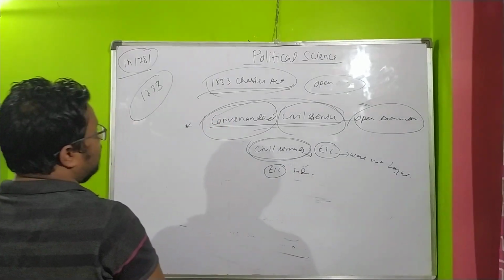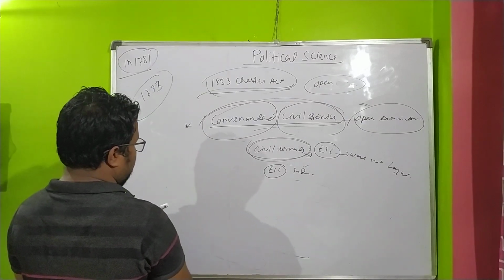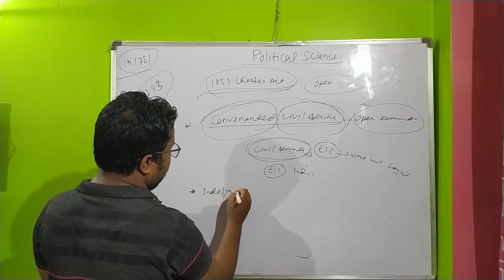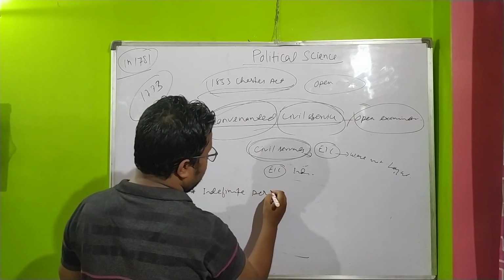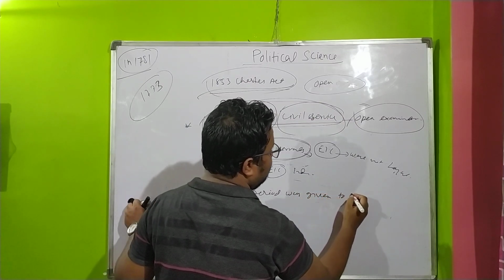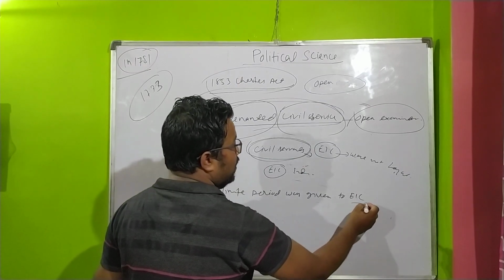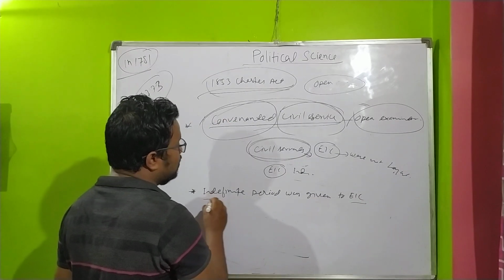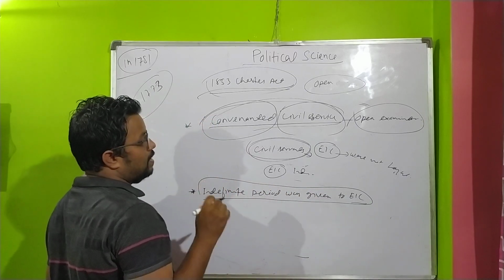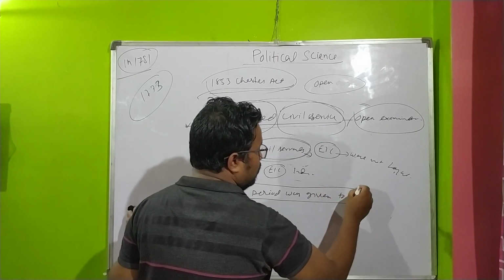And what happens after 1853? An indefinite period was given to the East India Company. That means earlier 20 years were given. Now at any time, the British government can take the powers from the East India Company.